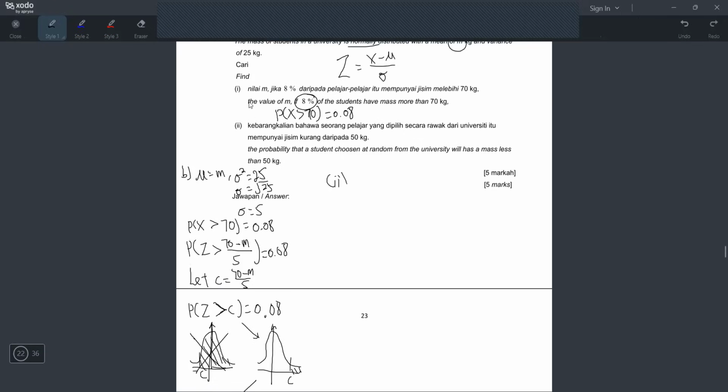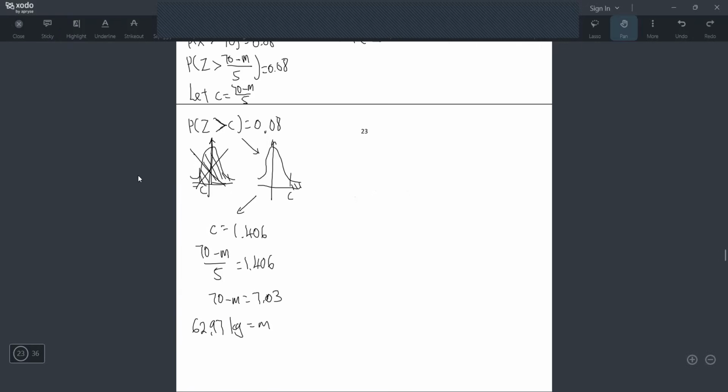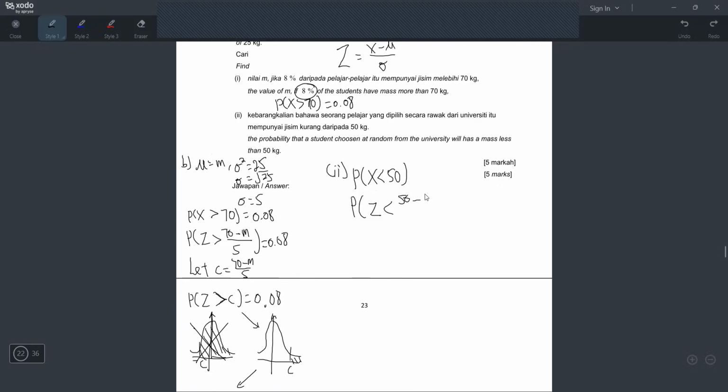Okay, second question says, find the probability that a student chosen from the university will have a mass less than 50 kg. It means P(X less than 50). X represents mass. But before we look at the table, we have to make sure we convert to Z. After we convert to Z, make it bigger than positive, then only look. Okay, how to convert to Z? Take the 50 minus mean, which is M. But the M, I already know it's how much? I forgot already. 62.97. Okay, so 62.97. And then divide by standard deviation, which is 5, right?